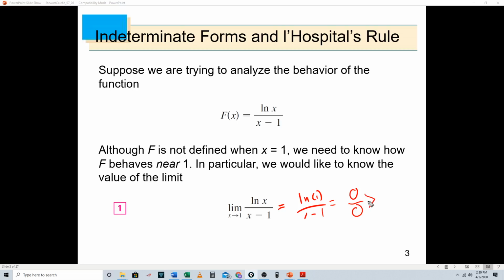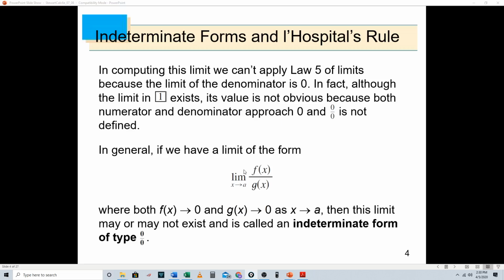Right? In this situation, what I can do is what's called L'Hopital's rule. Okay, so let's look at what L'Hopital's rule is. We have the limit as x goes to a value of f of x over g of x, where both f of x and g of x approach 0 as x goes to a. So top and bottom become 0. Okay, intermediate form type 0 over 0.